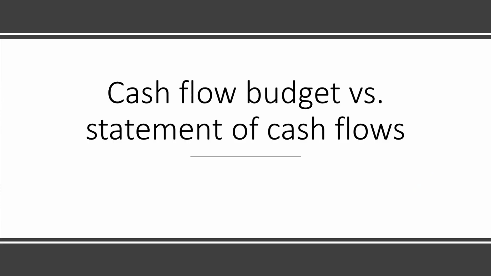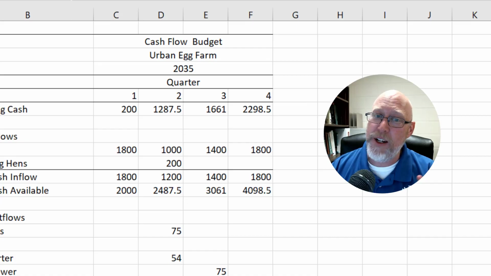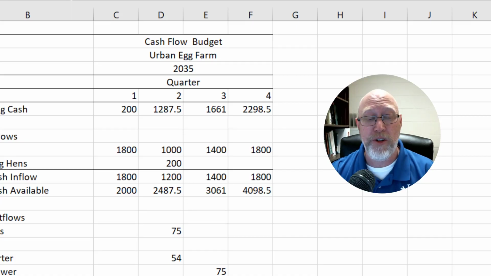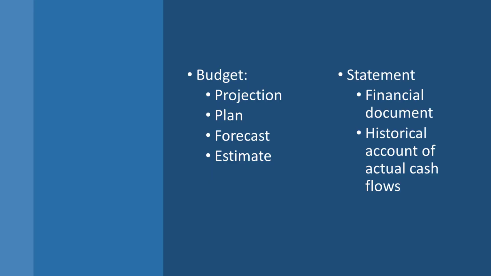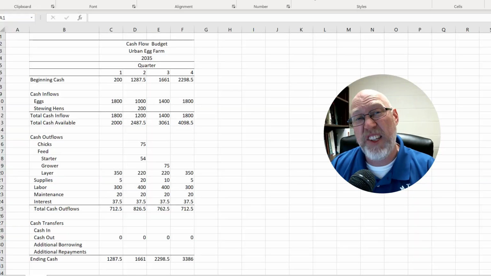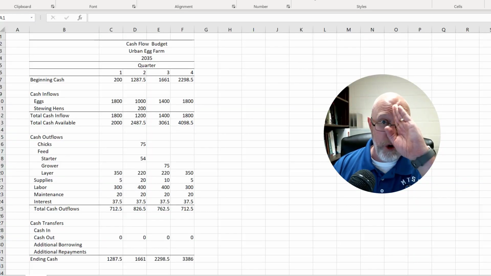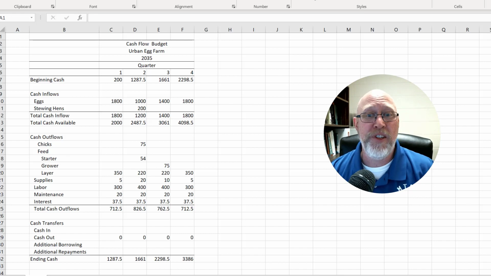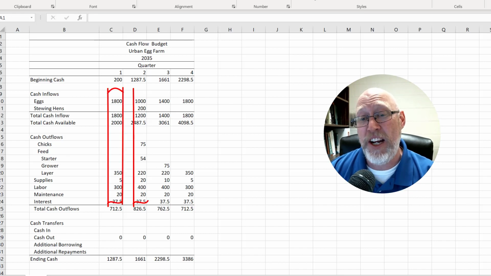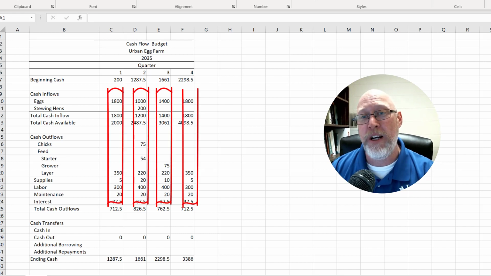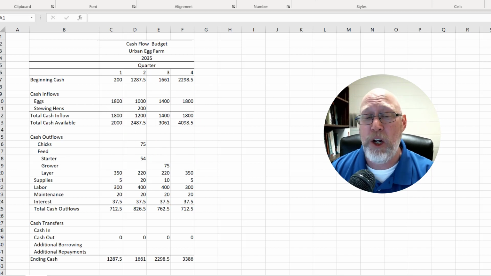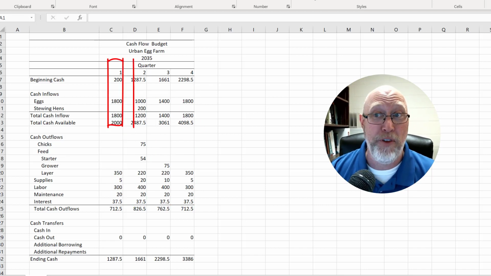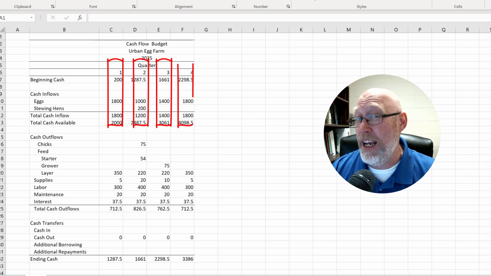Now, there's an accounting document called a statement of cash flows. And there's a difference between your cash flow budget and your statement of cash flows. The cash flow budget is a projection, a plan, a forecast, an estimate. You're thinking about next fiscal year, next calendar year, and you're looking forward into the future of your business and you're saying, what am I going to spend in January? What am I going to spend in February? What am I going to spend in March? Okay, great. Where's my money going to come from in January and February and March?